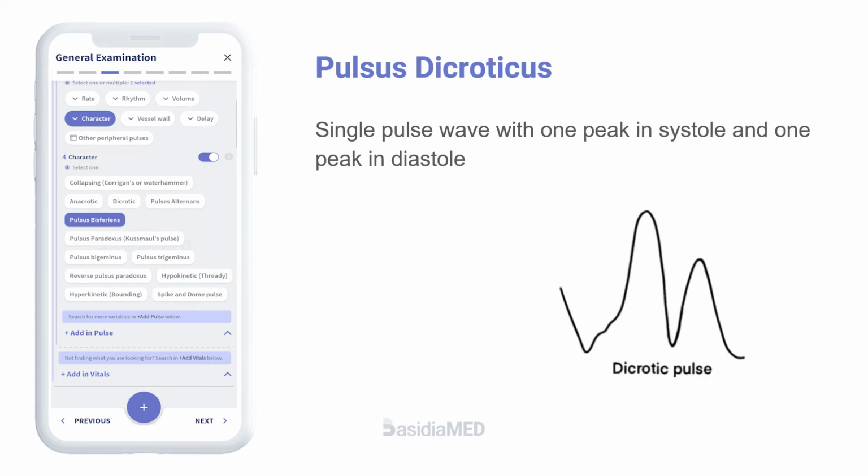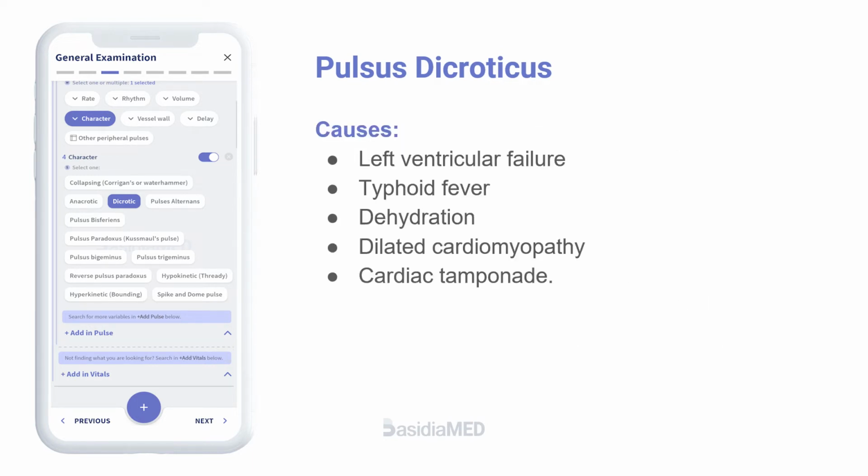Pulsus dicroticus. It is a single pulse wave with one peak in systole and one peak in diastole due to a very low stroke volume with decreased peripheral resistance. Causes of pulsus dicroticus include left ventricular failure, typhoid fever, dehydration, dilated cardiomyopathy, and cardiac tamponade.